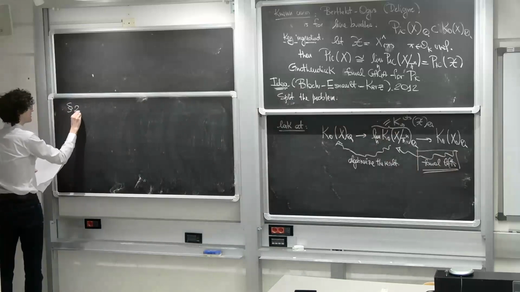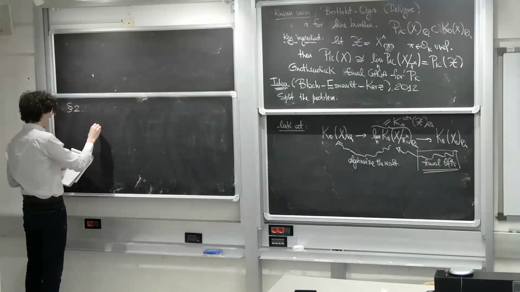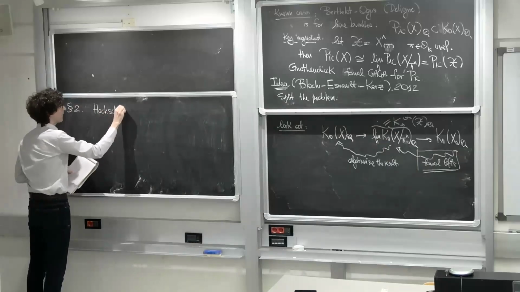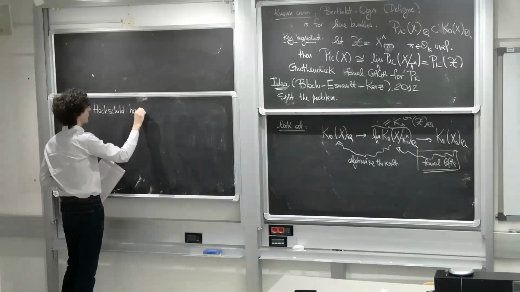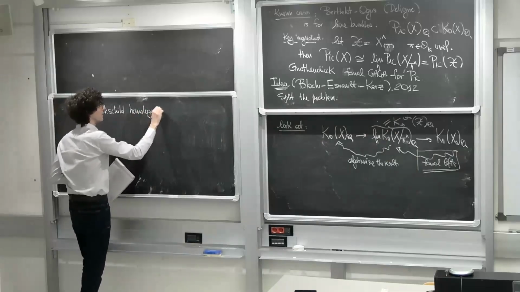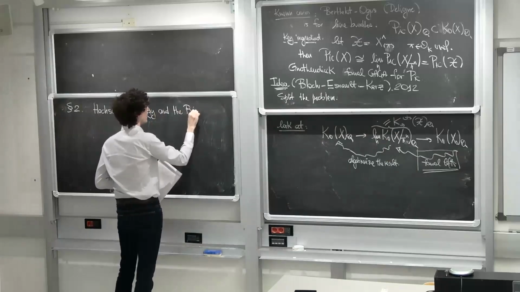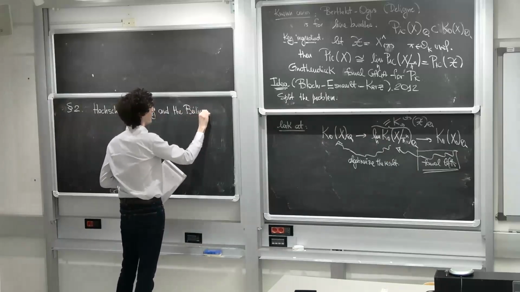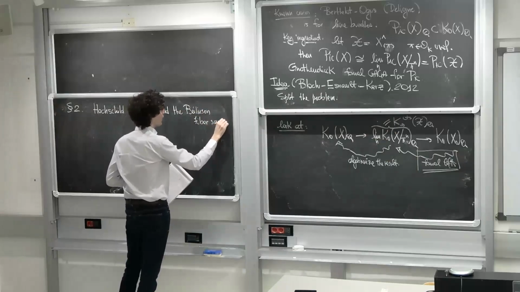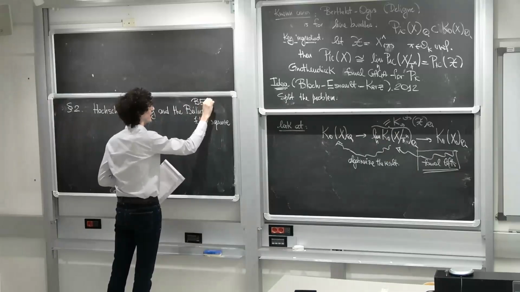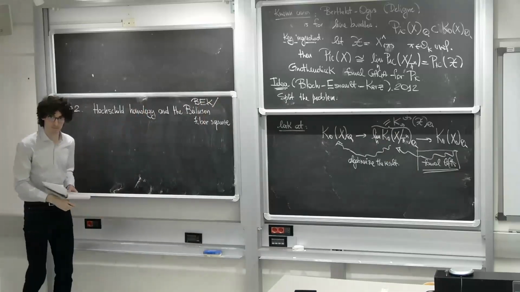So let me ask it for the second section. This will be Hochschild homology and the Beilinson fiber square. We should probably call this the Lodder-Beilinson fiber square.